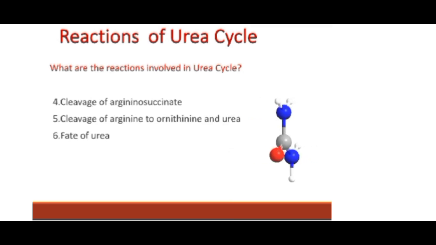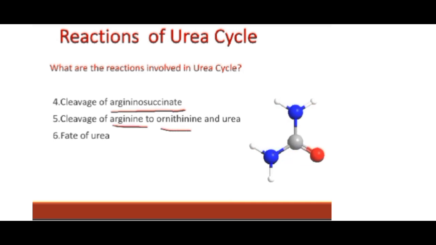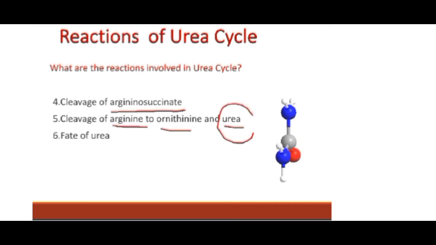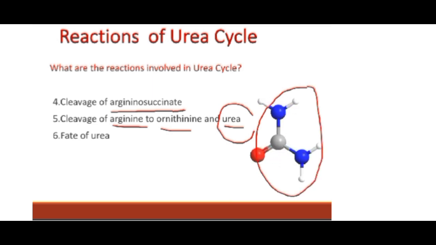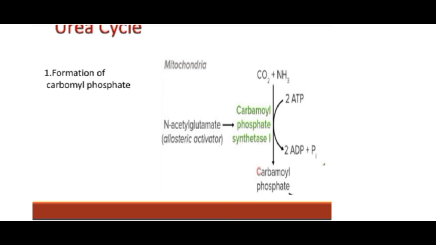Then we have the cleavage of arginosuccinate, and the cleavage of arginine to ornithine and urea. Finally, we have urea here. Then we'll discuss a little bit about the fate of urea: what is going to happen after we have successfully conducted a urea cycle, and what is going to be the final destination of this urea? You can see this is a urea compound and it has two nitrogen atoms and a doubly bonded carbon atom as well. Now, the first step of the urea cycle is the formation of carbamyl phosphate.